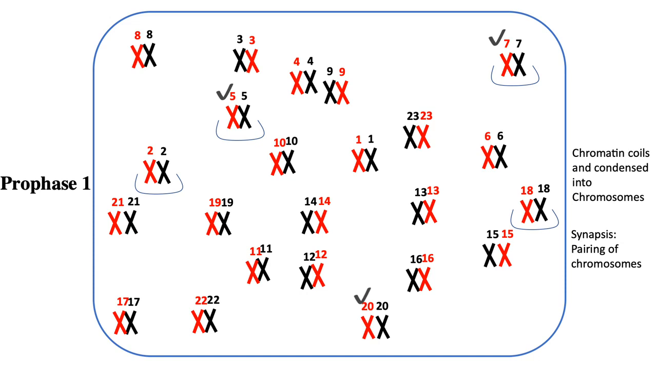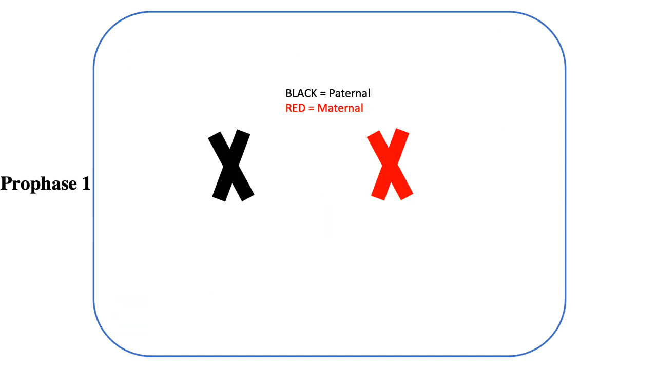So there's a question: why does this happen? Why does synapsis occur? Well, synapsis will set up what's called crossing over. And if we focus on tetrad number 1, for example, what actually happens during crossing over is that the enzyme will break off portions of the maternal and paternal chromosomes and then rearrange them.